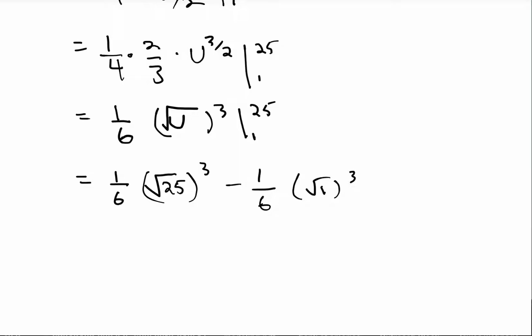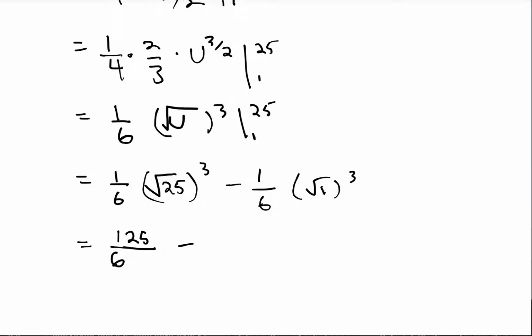If I'm cleaning this up, you know, my square root of 25 is the same thing as 5. If I cube that, it's 125. Basically, it means I have a fraction 125 over 6 here.